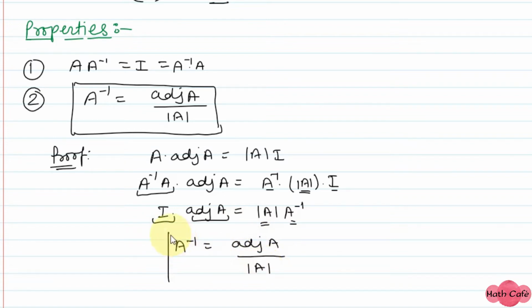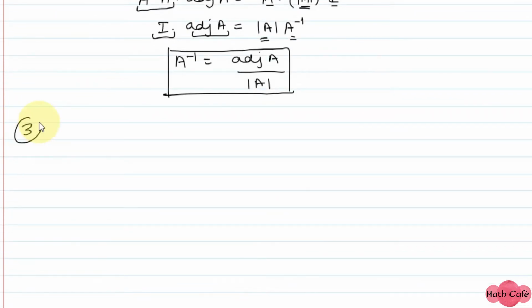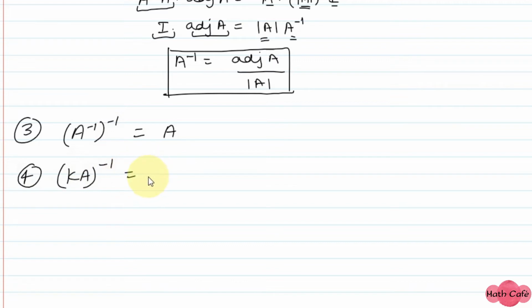So finally A inverse I can obtain by adjoint of A divided by determinant of A. Hope you understand this. So let's see property number 3 here. If A inverse of inverse we need to find, then this will become A. And in the fourth property we will see here kA inverse, then this will become k inverse, which is 1 upon k, and there will be left A inverse, so this will be A inverse upon k.